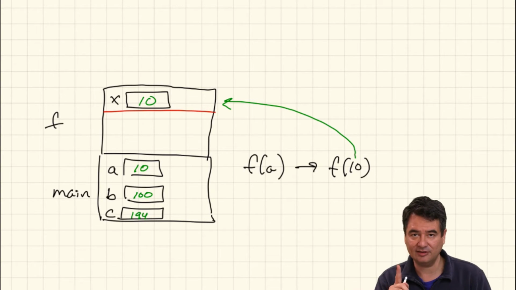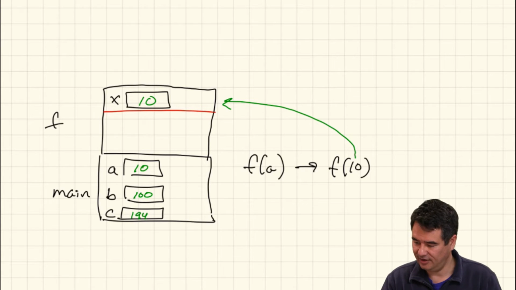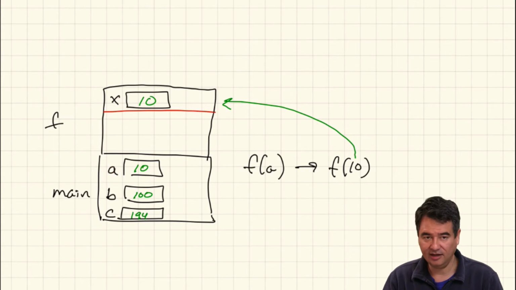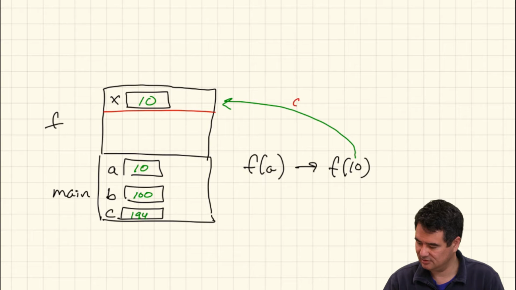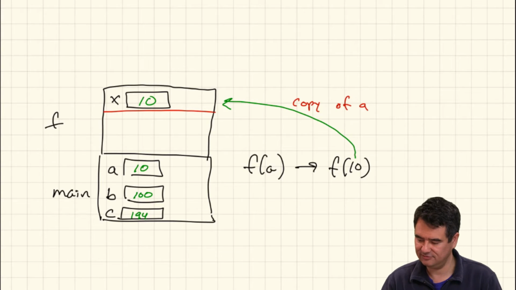So here's the important thing: X and A are two totally independent variables. What the computer is doing is taking the value of A, making a copy of it, and putting that into X. This is really important, that this is a copy of A. It's not A itself. And what that means, because it's a copy, is that F is then free to go and change this value. And since it's a copy, it's not going to affect the original.